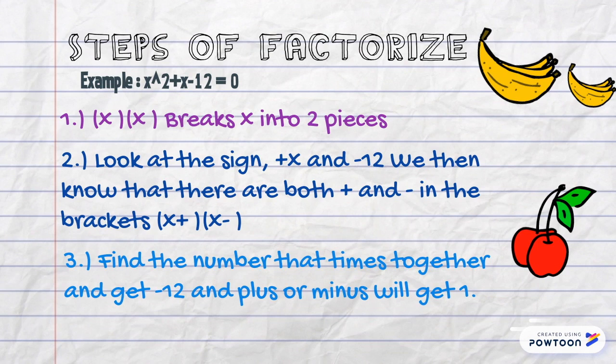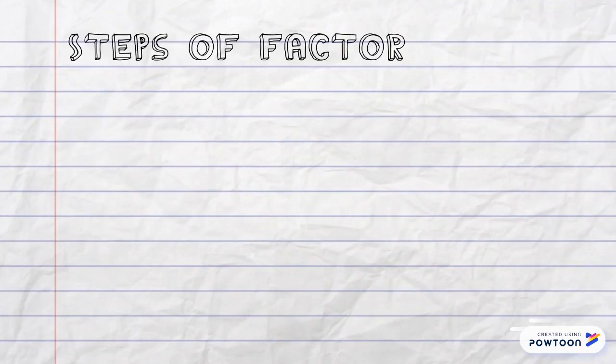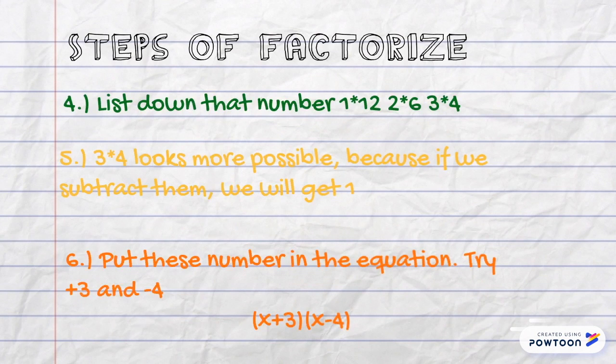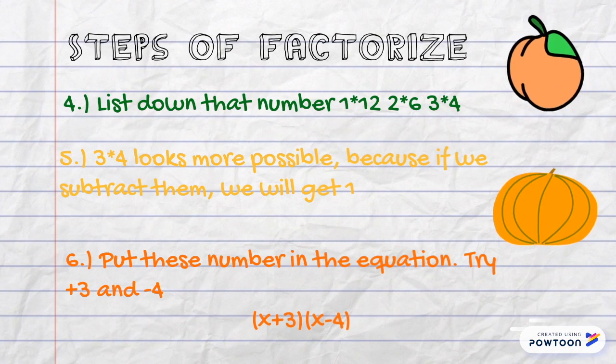Then we have to look at the signs. We can see that there are a minus sign and a plus sign. So this makes us know that we are going to have a plus 1 and a minus 1 in the equation. Then we have to figure out which numbers we can multiply to get 12 and which numbers we can add to get 1. Here are the numbers that multiply together to give 12: 1 times 12, 2 times 6, and 3 times 4. From these, 3 times 4 looks more possible because if they are subtracted, we will get 1.